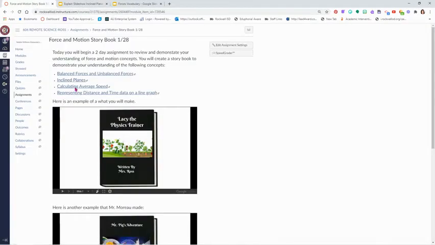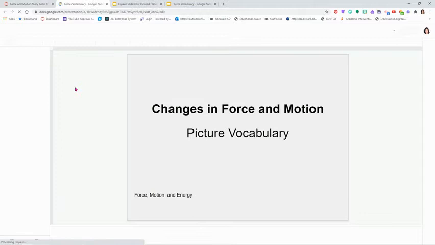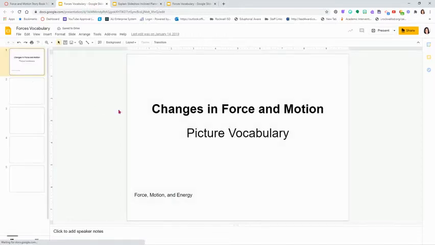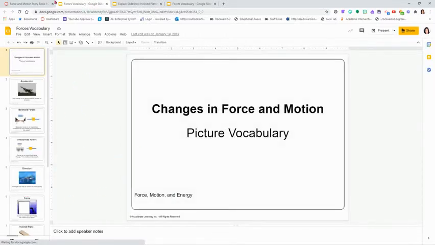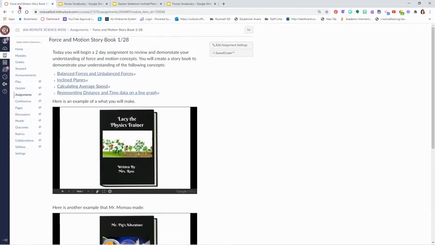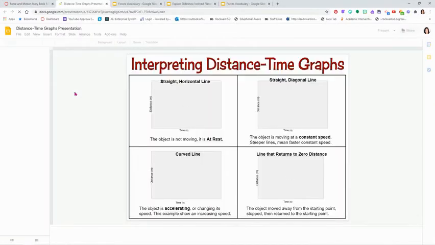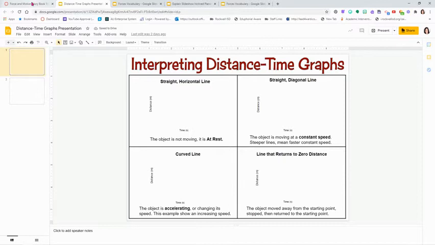Your book will also cover calculating average speed, which is what we've been doing since we got back to school in January. I linked... Oh, that's the wrong one. I'll fix that one. So it'll link to a slideshow for calculating average speed, and then finally representing distance on a distance time graph, which we've been working on for the past about 7 or 8 days. And I linked this slideshow that we saw earlier this week.